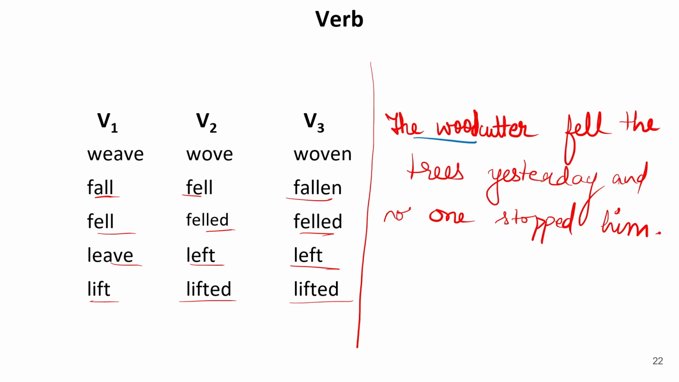Well, it is written the woodcutter. Now, what is the woodcutter doing? He is making the trees fall down. Now, what are falling down? Obviously, the trees. Trees are objects. And if the objects are getting affected, we do not use this fell. Instead, we should use felled, because fell is used intransitively, whereas felled is used transitively. So the woodcutter felled the trees yesterday and no one stopped him. This will be the correct sentence. So these are the forms of verbs that we have read in this session.